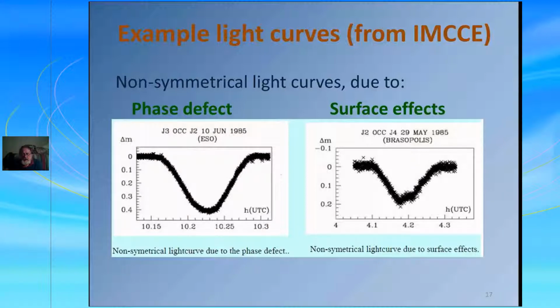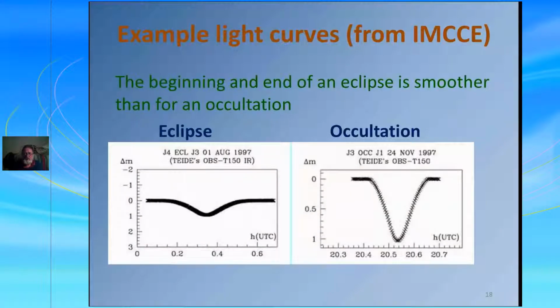An interesting thing, and it hadn't really gelled in my mind, but this illustrates it well. The beginning and end of an eclipse is smoother than for an occultation. Eclipses, because of the penumbral shadow, tend to have a very gradual onset and finish, whereas occultations tend to be much sharper at the start and end. On the other hand, the maximum depth of an occultation is 0.5 or 0.7 of a magnitude, I forget which it is, whereas in an eclipse, the magnitude drop can be a large number, 4 or 6 magnitudes in rare circumstances. Next slide.